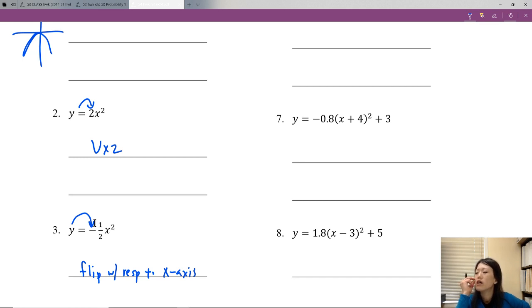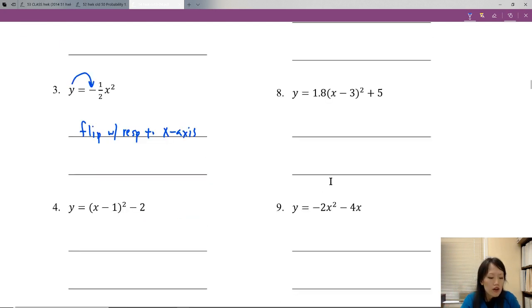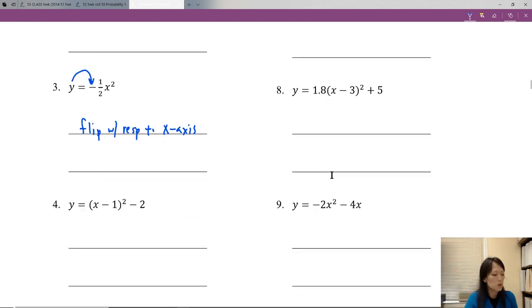No, we say that it's wider than the original x squared. Wider or narrower? You don't talk about the y value, only the x values. That's what you guys do. Okay, so when it gets like this, I guess it is wider. Or you can say vertically compressed.